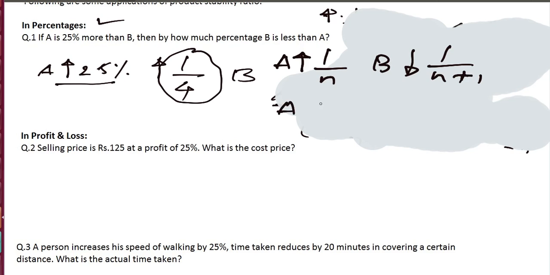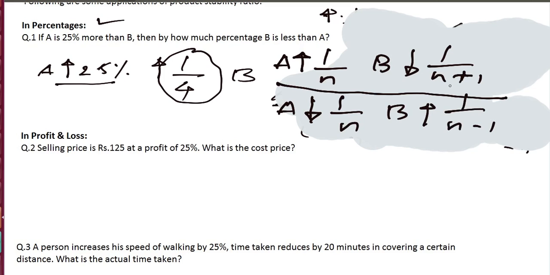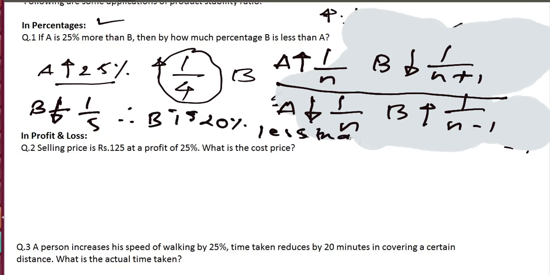Or A can also decrease. If A decreases by 1 upon n, B will increase by 1 upon n minus 1. So this is the concept which we are going to use. If A increases by 1 by n, B will decrease by 1 upon n plus 1. If A decreases by 1 by n, B will increase by 1 upon n minus 1. So now here A is increased by 1 by 4, so B will decrease by 1 upon 5. So therefore B is 1/5 less than A. 1/5 means 20% less than A. So B is 20% less than A.